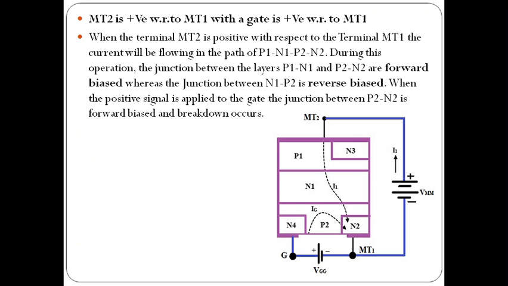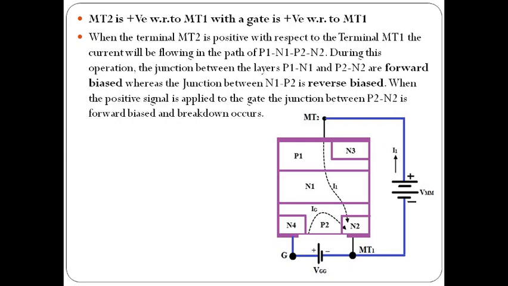Yes. When MT2 is positive with respect to the MT1, with gate is positive. Yes. So here you can observe the biasing of triac.